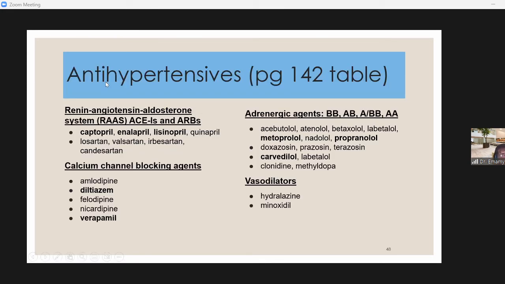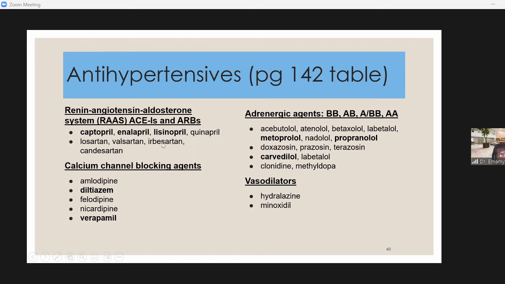Antihypertensive medication. If your patient has high blood pressure, you have different options to give to your patient, depending on your patient history. We have renin-angiotensin-aldosterone system drugs that affect the renin-angiotensin-aldosterone system. We have ACE inhibitors or angiotensin converting enzyme inhibitors that have suffix "pril", like captopril, enalapril, lisinopril. And we have ARBs or angiotensin receptor blockers. They have suffix "sartan", like valsartan, losartan. So they both block angiotensin.